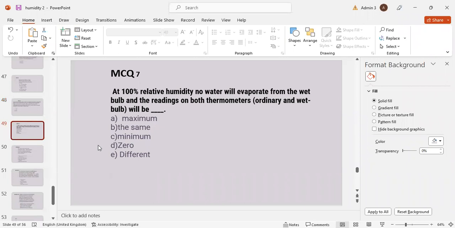MCQ number 7. At 100% relative humidity, no water will evaporate from the wet bulb. The reading on both thermometers, ordinary or wet bulb, will be maximum, the same, minimum, zero, or different. B. Yes, right answer is B. Both thermometers will have the same reading.